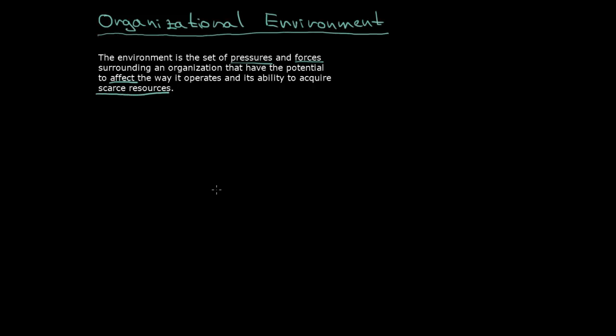Okay, so let's try to redraw it. We can begin with the organization. And what is going to be around there? It is going to be the environment, but we can distinguish between two different kinds of environment. One is going to be some extent of pressures and forces that directly influence the organization, and then there is going to be the broader context of the environment that is affecting this smaller atmosphere that is around the organization.